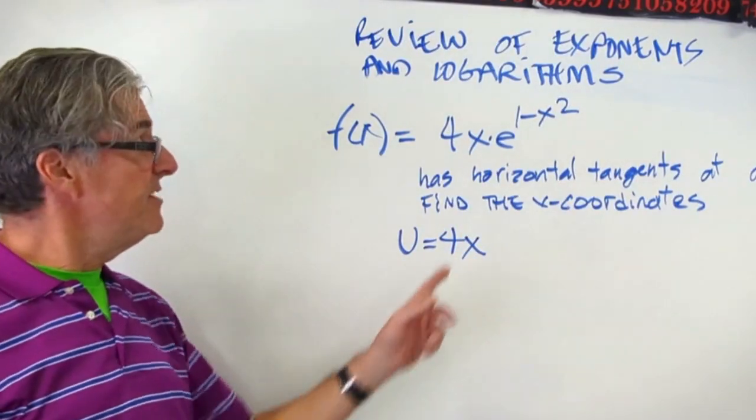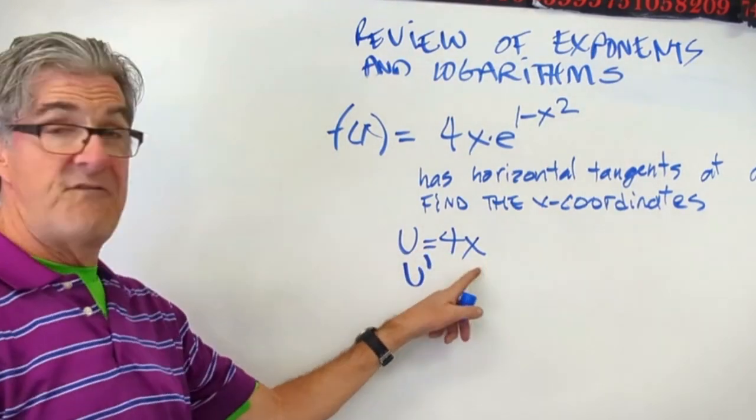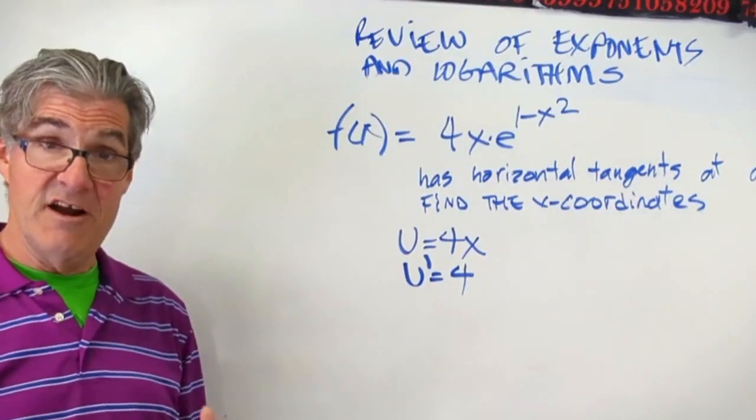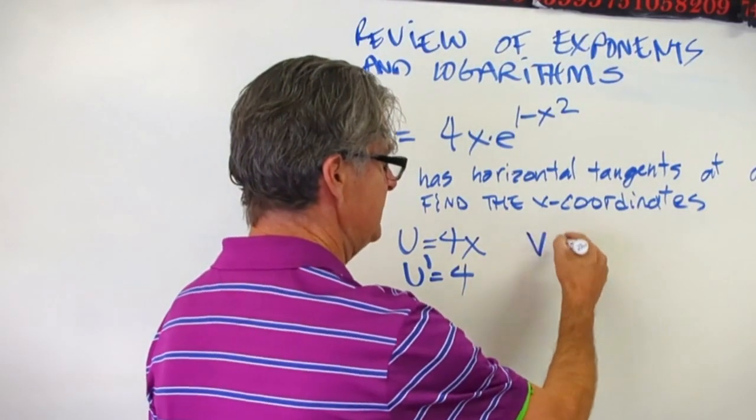Now, u prime is the derivative of u. So this is pretty easy. The derivative of 4x is just 4. Okay, so we're halfway there. Now we need to find our v and our v prime. So here's our v, just bring it on down.